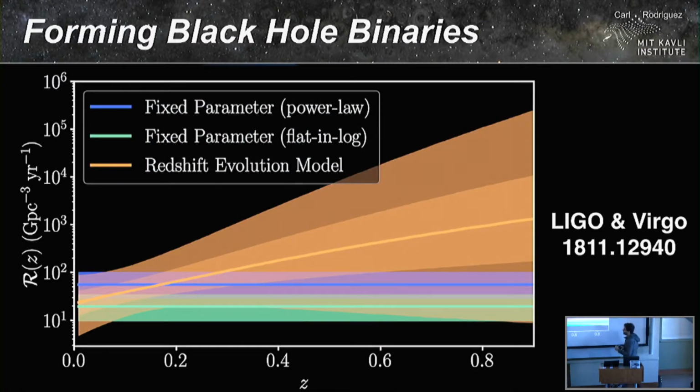LIGO and Virgo? Just to refresh everybody's memory, in the local universe, depending on your underlying mass distribution or what you've assumed about it, the merger rate is anywhere from on order a few to about 100 binary black hole mergers per gigaparsec cube per year.